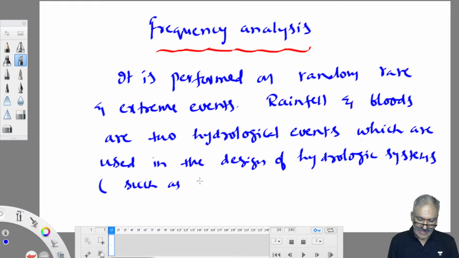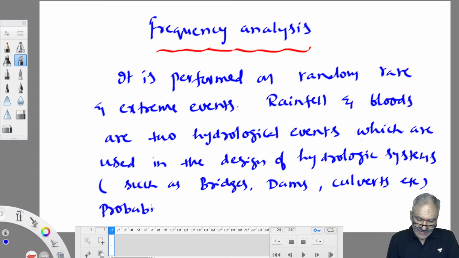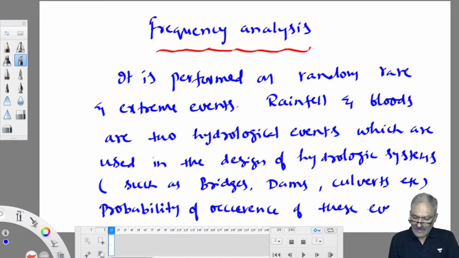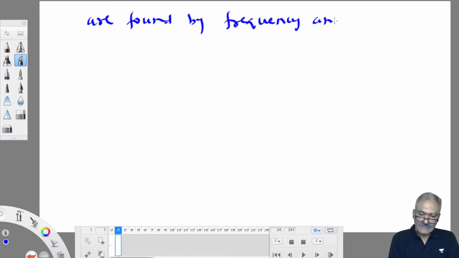Such as bridges, dams, culverts, etc. Any kind of thing. So the probability of occurrence of these events is found by frequency analysis. That is the reason why we need to perform frequency analysis.